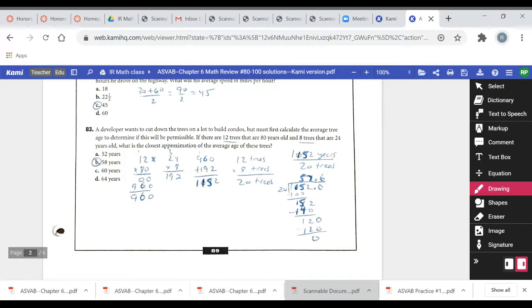When I added those up, the 960 and the 192, I got 1,152. Now that's the total age of all the trees. But when I divide, I don't want to just divide by 2. We're not talking about 2 trees here. We're talking about 12 plus 8, which is 20 trees. So I had to go 1,152 divided by 20, which you can see I did right here. When I actually divided that out, I got 57.6. And the directions say the closest approximation. So the closest answer to 57.6 is 58, which is B.